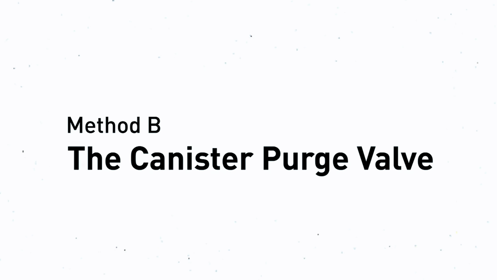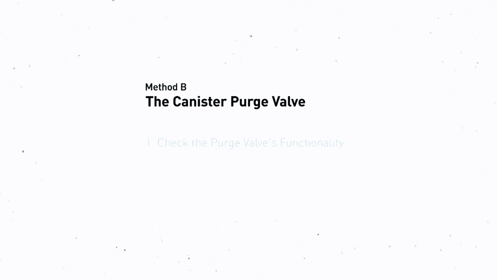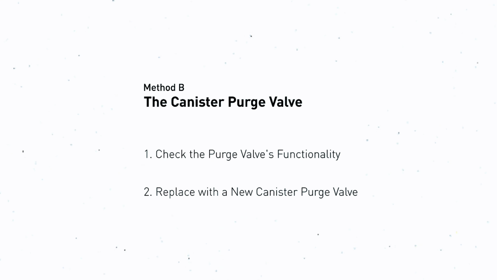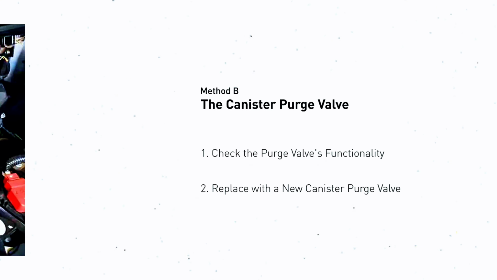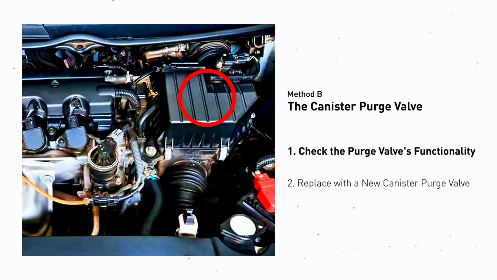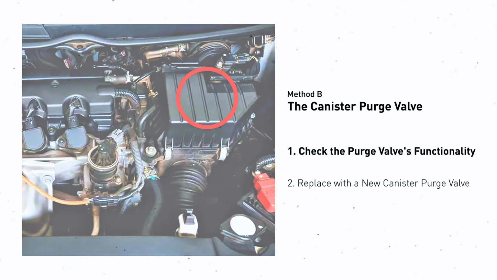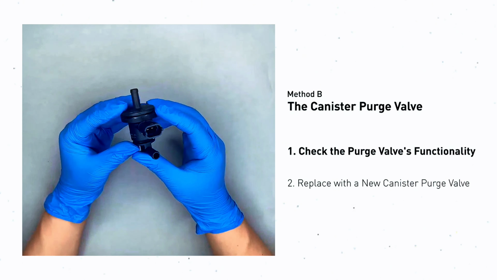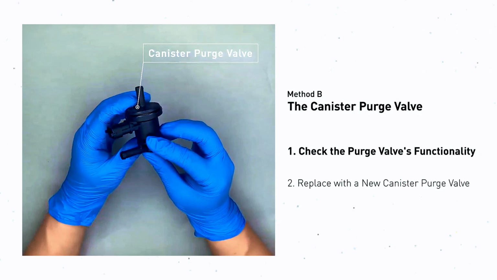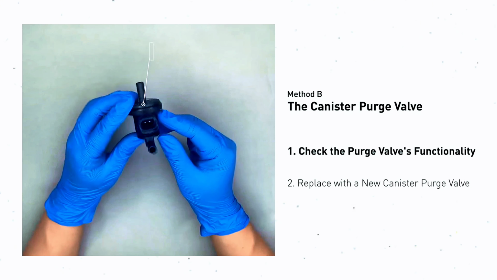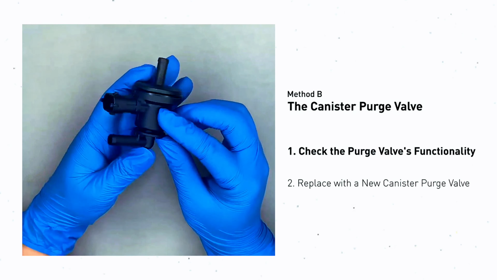Method B. The canister purge valve. The canister purge valve is typically located behind the intake manifold, right next to the throttle body. For this demonstration, we've taken the purge valve out ahead of time, but you should locate yours right on the vehicle while the engine is running.